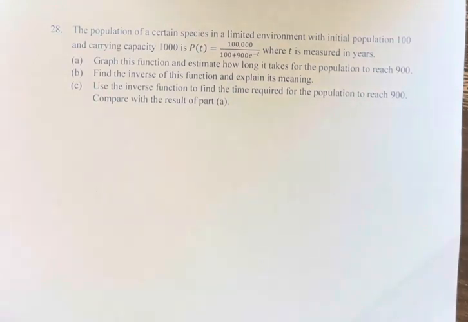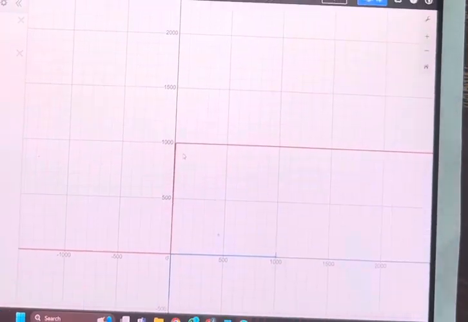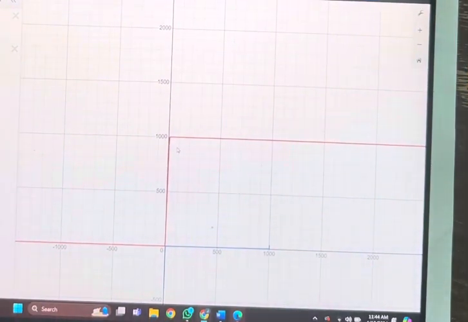So what does that actually mean? If the population is 900, then the y value, the P value of this function, is equal to 900. I have graphed this function in red right here. We can see that it starts very close to 0, goes up to 1000 very quickly, and then remains basically at 1000 forever.